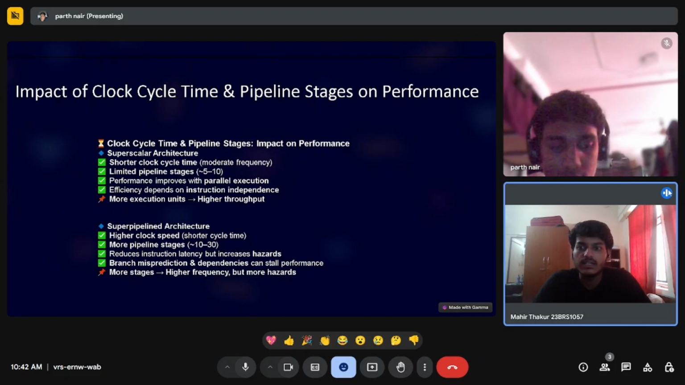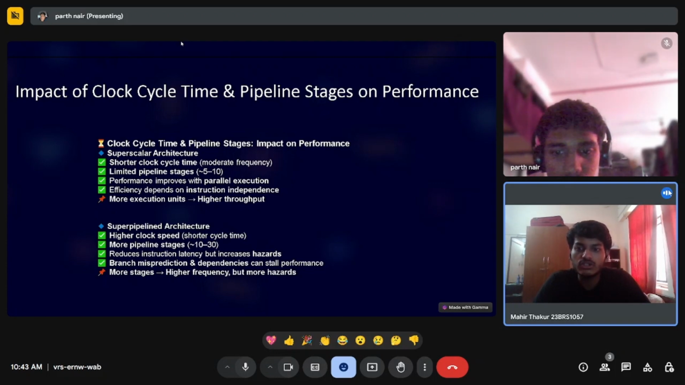Now we will discuss clock cycle time and the impact of pipeline stages on performance. For superscalar architecture, there is a longer clock cycle time, that is moderate frequency. It has limited pipeline stages, approximately 5 to 10. The performance improves with parallel execution. Efficiency depends on instruction independence.